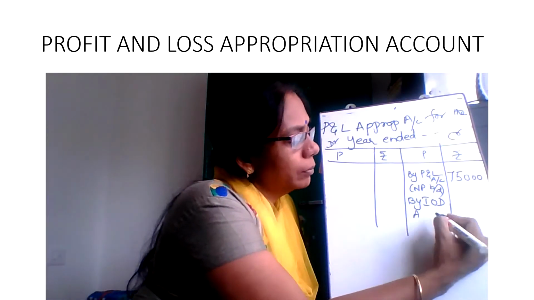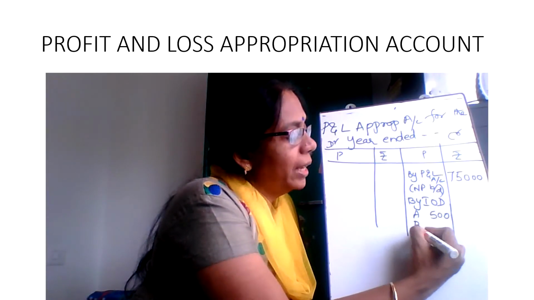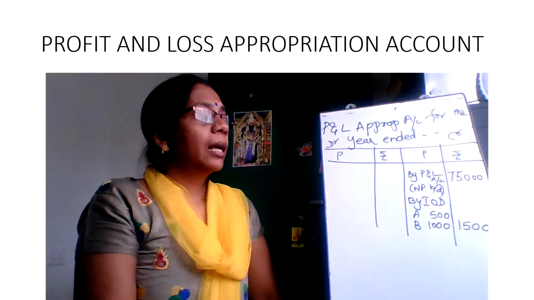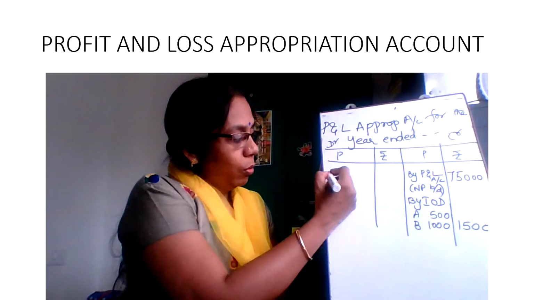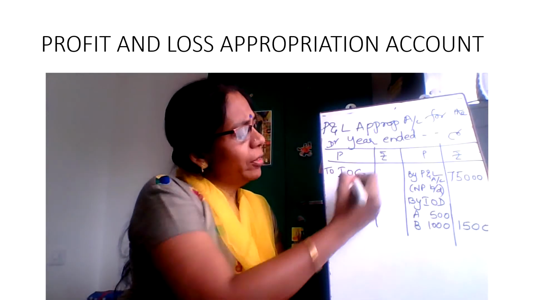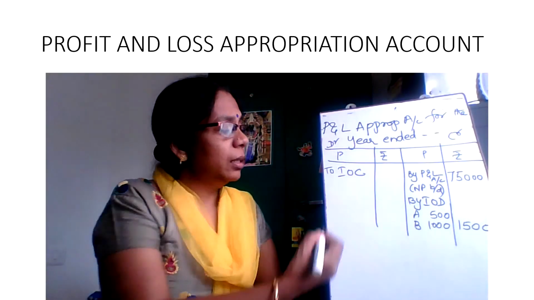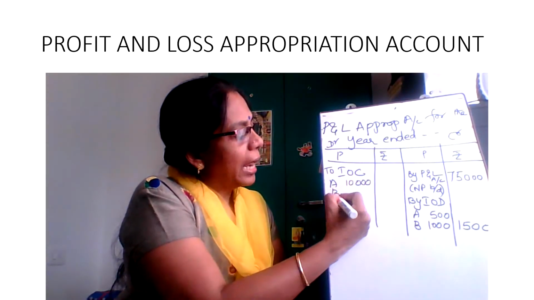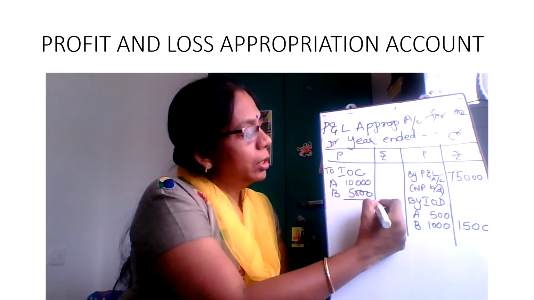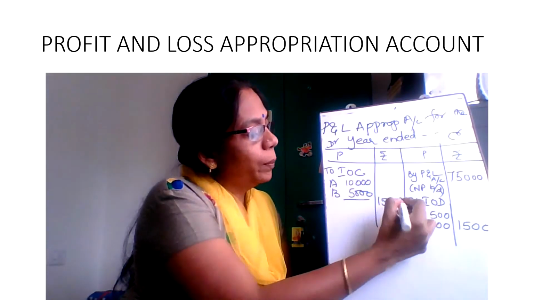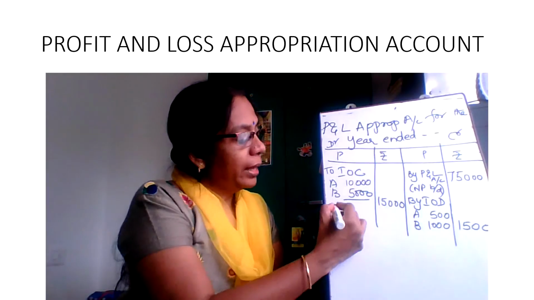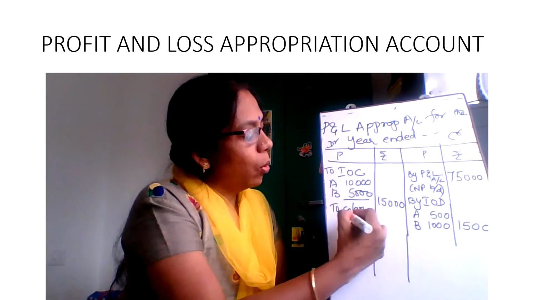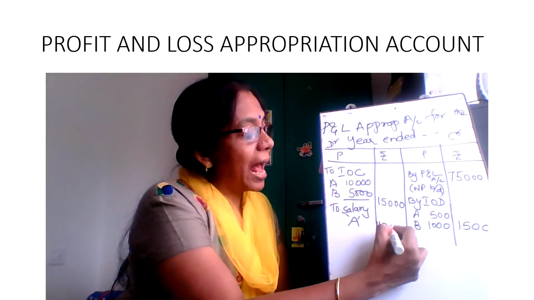So A has got 500 rupees and B has got 1000 rupees. So totally it stands as 1500. Now what are the general items which are present on the debit side here? Interest on capital. I have taken A to be 10,000 and B to be 5,000. So the total interest on capital is going to be 15,000. Then salary. Let us assume that I am giving salary only to A. So A gets an annual salary.